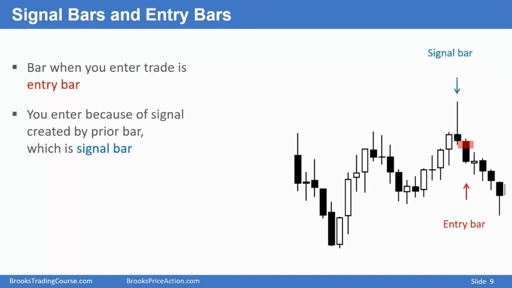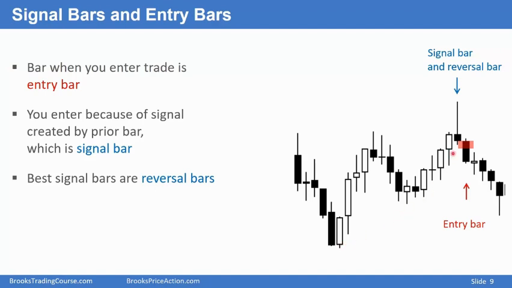The strongest signal bars are bars that look like this. The market was trending up, and it reversed down. So the strongest signal bars are reversal bars. And that's true only if the context is good.